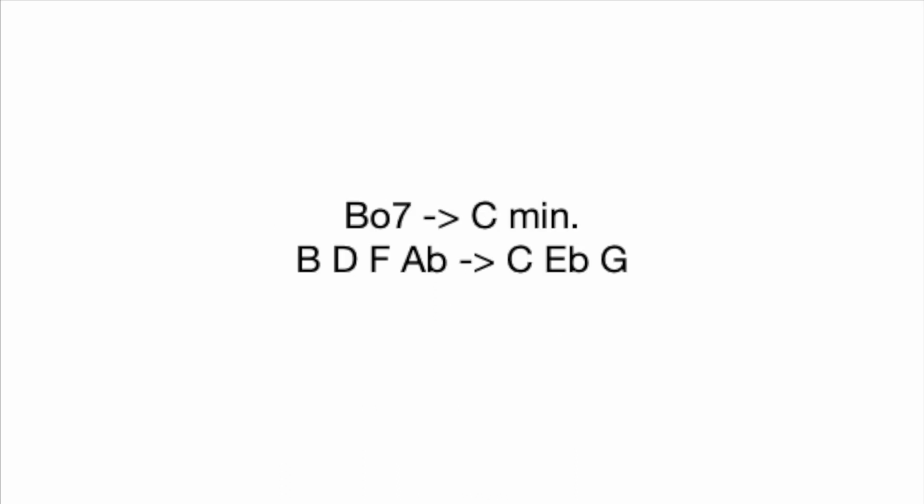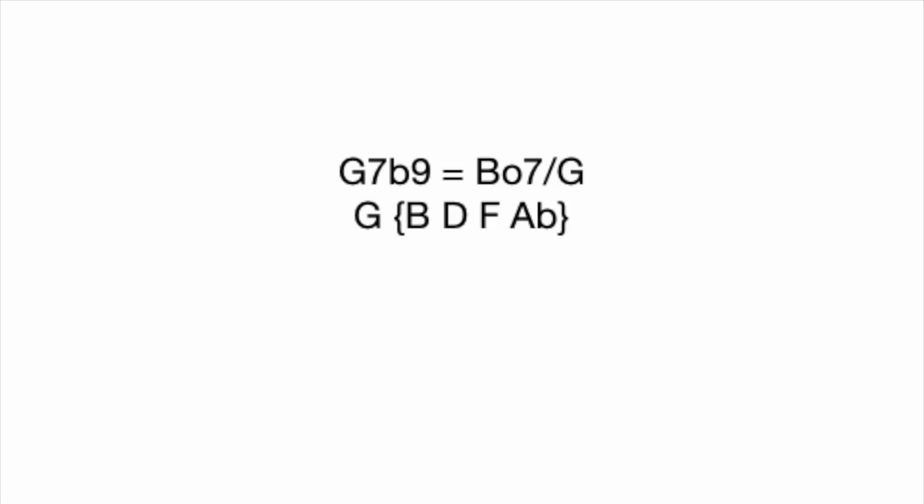Diminished chords have an interesting function in which they act as voice leading resolutions to other chords. For example, B diminished 7 may resolve up a half step to C minor. Because of this, they have a similar function to dominant chords. In fact, a dominant 7 flat 9, such as G7 flat 9, has the upper structure of a B diminished chord.